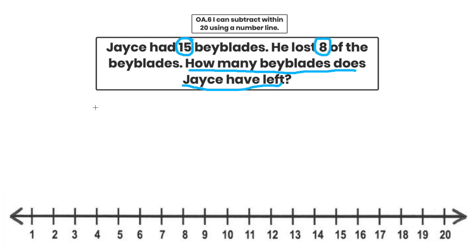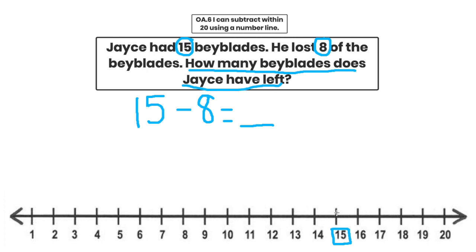So we're going to create our equation. You should have started with the larger number, which was 15. And then you know that since we're subtracting, we're going to use a minus sign and we're subtracting 8. So your equation should have looked like this. Now, when you use your number line, you should have started on 15. And then you remember that since we're subtracting, you were going to hop back 8 times.